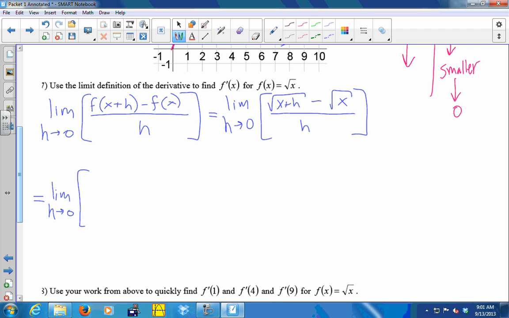If I square my numerator, you square the first and we get x plus h. You square the last and we're going to get plus x, right? When you square root x, you get x. And then you take the product of the two in the middle and you double it. So that's going to be 2 square root x plus h over h.